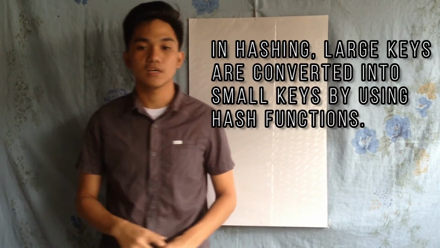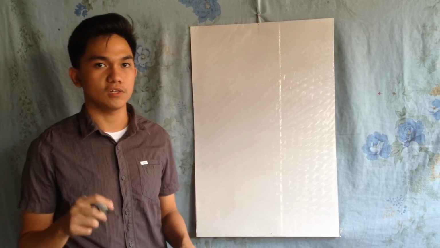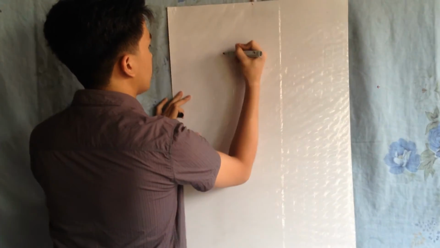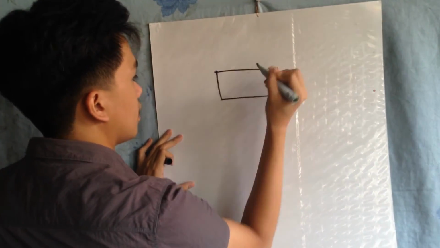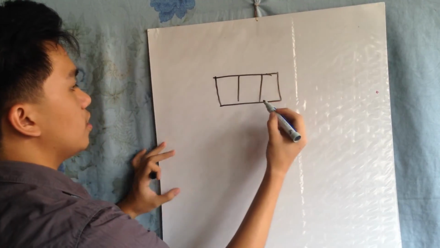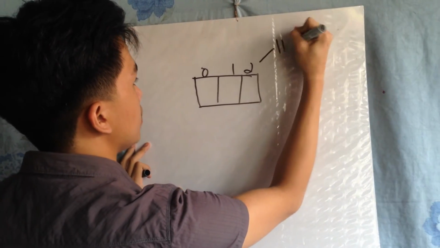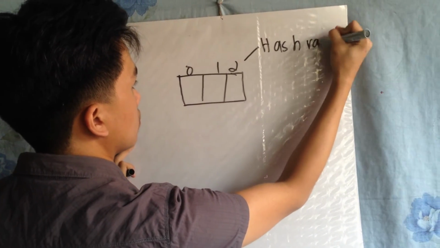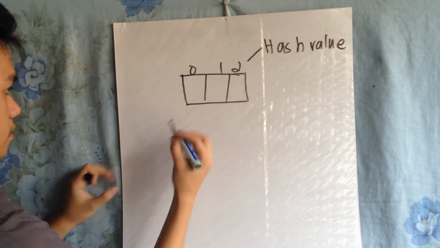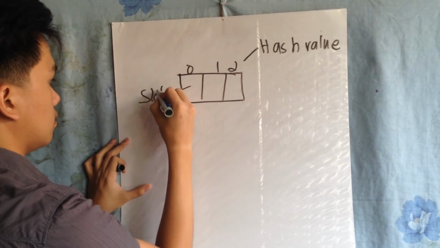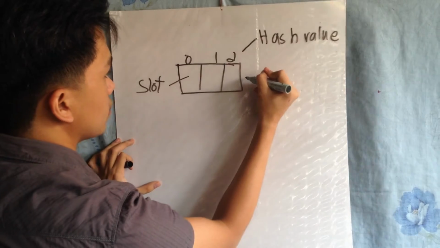So, I will define naman yung hash function. In hashing, large keys are converted into small keys by using hash function. So, ngayon, ipapakita ko sa inyo kung ano yung mga laman ng hash function para ma-convert ito into small keys. So, sa hash function, meron tayong tinatawag na hash table. Sa hash table, meron siyang laman na hash value, and then, slot. So, ang tawag dito is hash table.